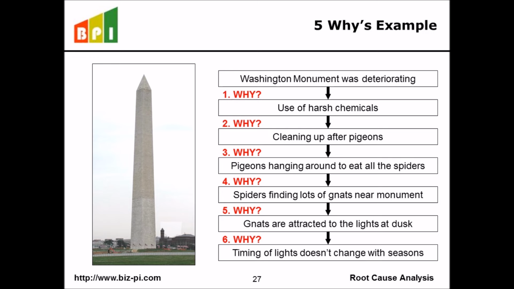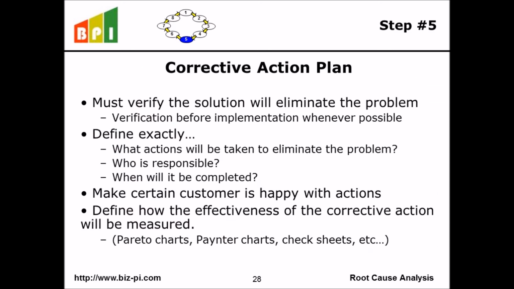If you never get to the true root cause, you will often stop short of the best solution, which is to develop a system that self-adjusts the lights throughout the year. Anything prior to that solution will probably not be sufficient and most likely will incur additional costs, such as exterminating the spiders and the gnats, turning the lights off too early, which might cause security issues, etc.